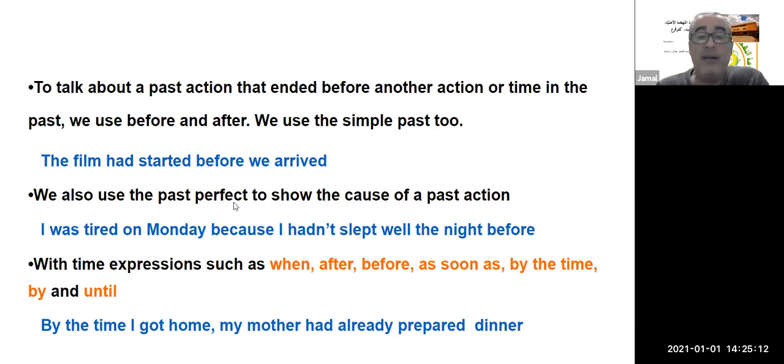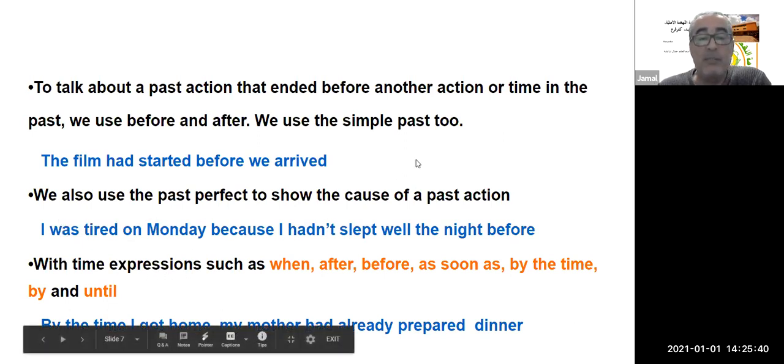We also use the past perfect to show the cause of a past action. Sometimes we talk about cause and effect. I was tired on Monday because I hadn't slept well the night before. So I was tired. Why was I tired? Because I hadn't slept. It's the past perfect in the negative. So this is the reason for my being tired.